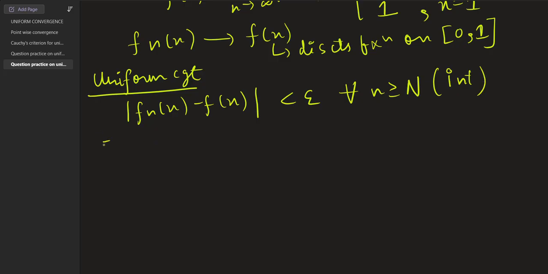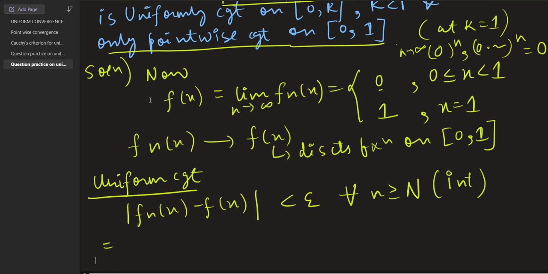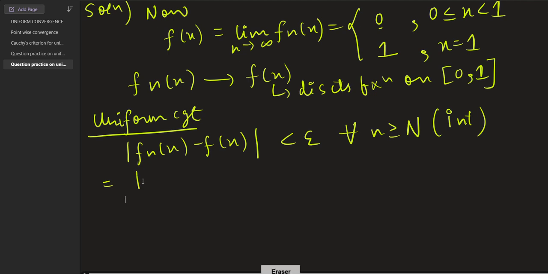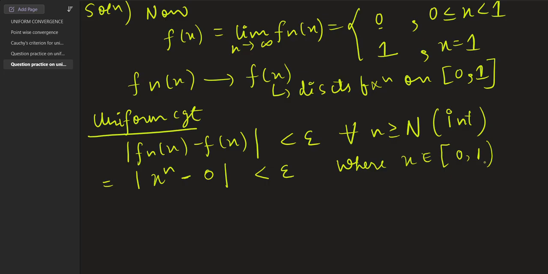Fine. So what is your fn(x)? Your fn(x) is x raised to power n. So put it here: x^n minus f(x), where f(x) is 0 for x belongs to [0, k], where k is not equal to 1. So this is less than epsilon, where x belongs to the closed interval 0 to 1.